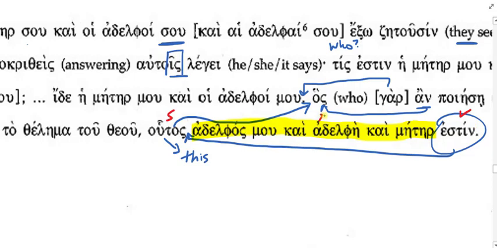What's in yellow is the predicate nominative. So whoever does the will of my Father, that person, this one that I'm talking about who does the will, is my brother and sister and mother. That's a rather striking statement, isn't it? When you think about it.